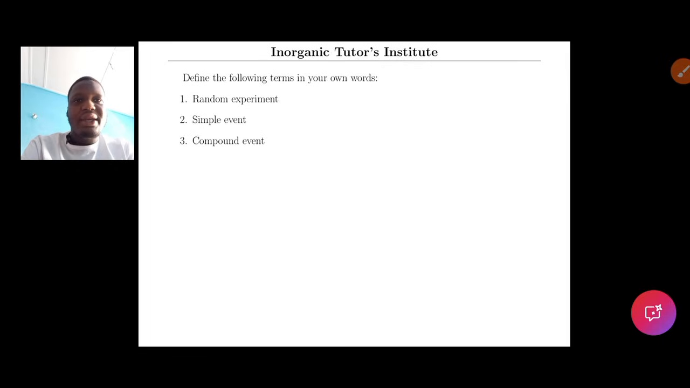The second item you have here is a simple event. Remember from the previous lecture that we said a simple event is one that has just one outcome from the sample space. So it consists of doing just one thing. So when we have rolling a die, we have either getting a 6, which is just one outcome, or getting a 2, which is one outcome, or getting a 4, which is one outcome. So an event that has just one outcome is what we call a simple event.